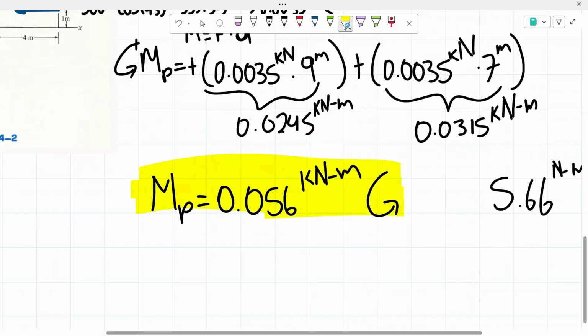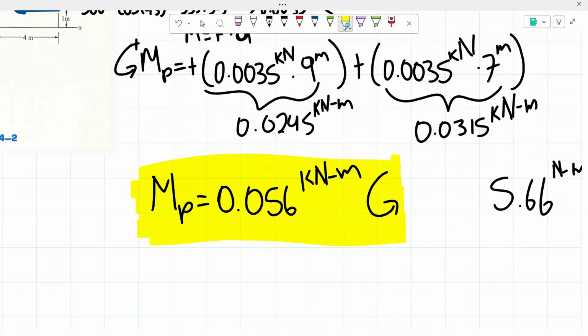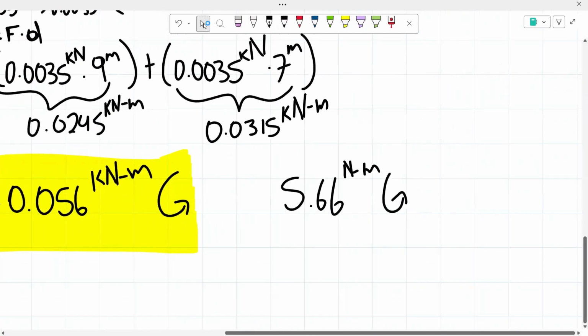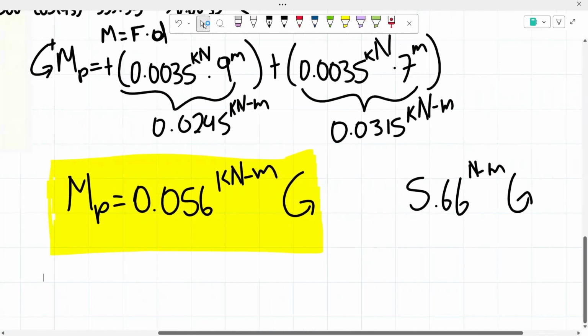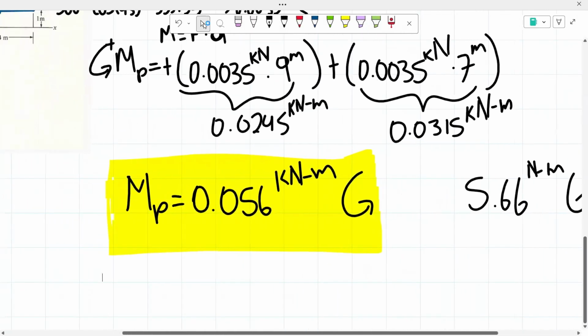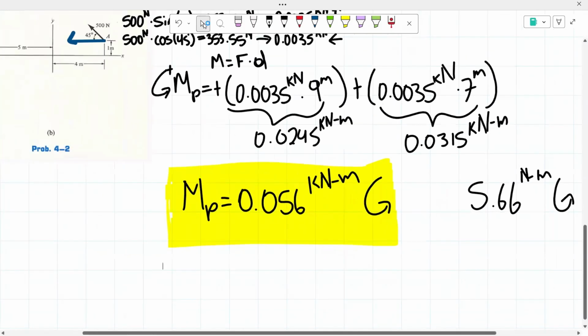So once again, it asked us to determine the force and the direction. Our magnitude was the 0.056 kilonewton meters, or our 5.66 Newton meters. And remember that our direction was counterclockwise.